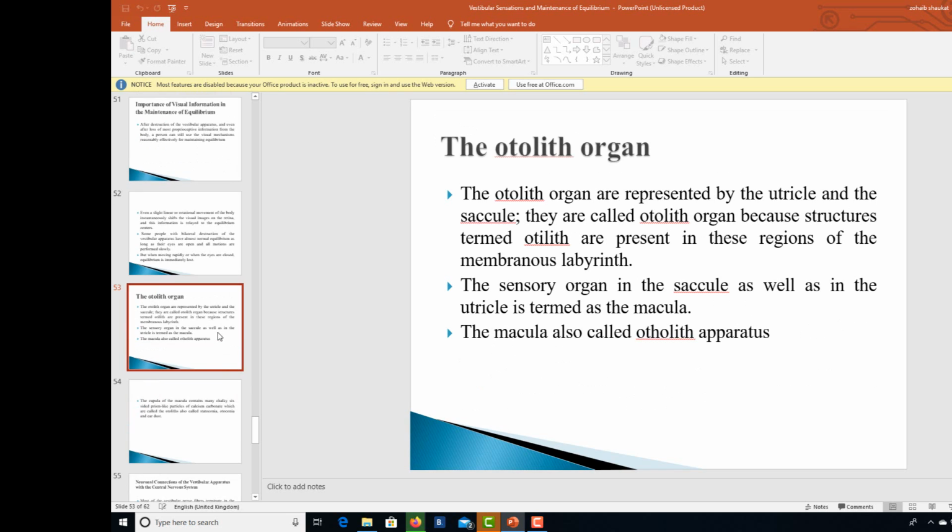The otolith organs. The otolith organs are represented by the utricle and the saccule. Together they are known as otolith organs because the structures termed otoliths are present in these regions of the membranous labyrinth. The sensory organ in the saccule as well as in the utricle is termed the macula. The macula is also called the otolith apparatus.